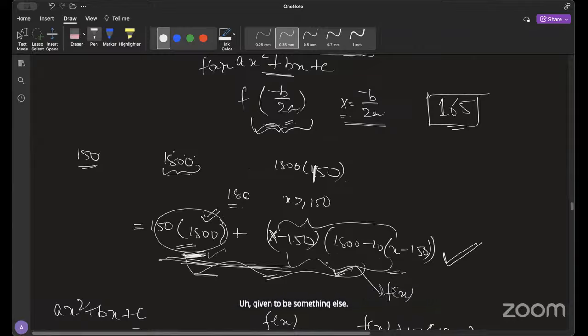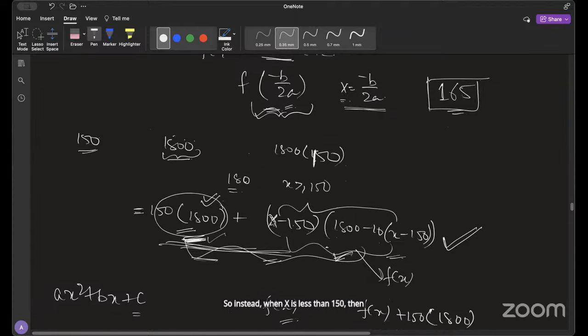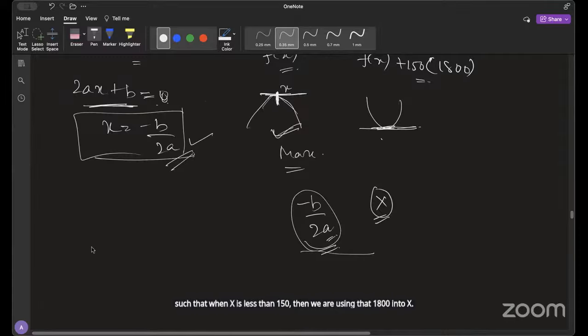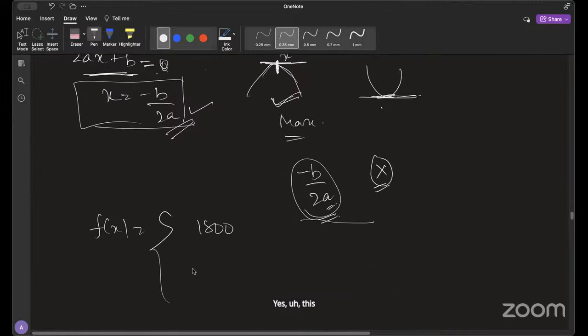Ma'am, can we do one thing? We can make a function f(x) such that when x is less than 150, we use that 1800 into x, and when x is greater than 150, then we use the other expression. Yes, this function, and then we solve this.